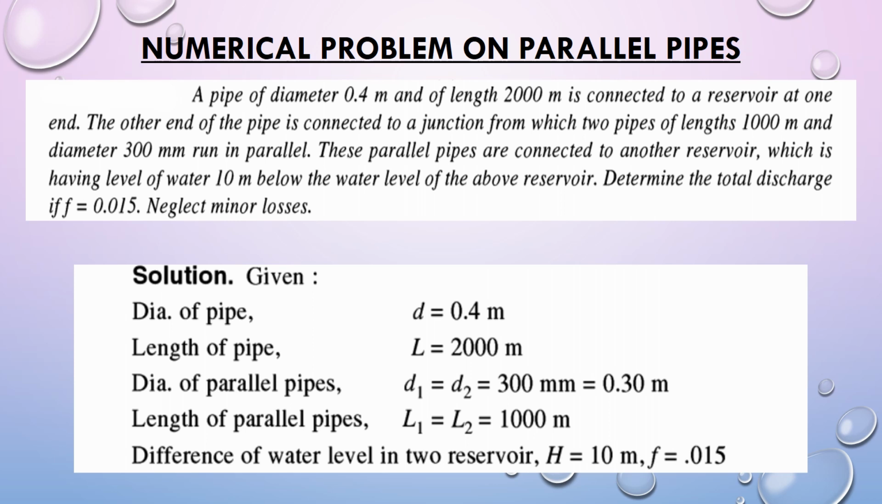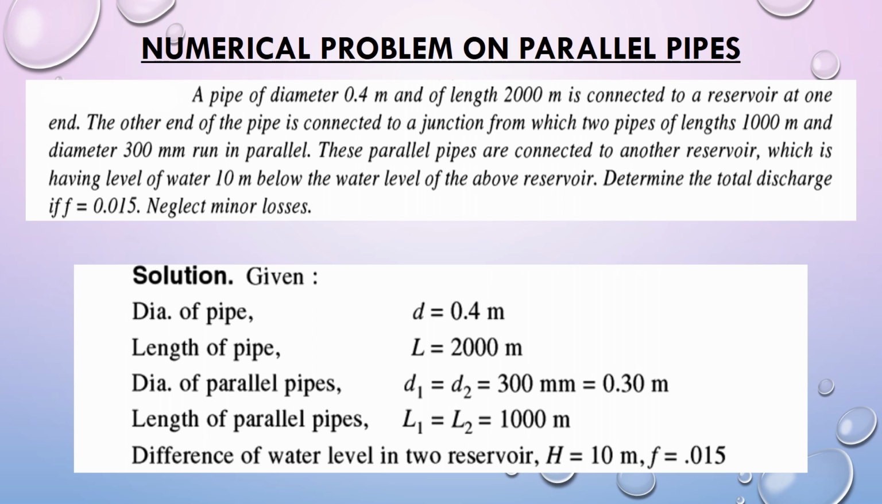So the diameter and length of the parallel pipes, that is L1 which is equal to L2 which is equal to 1000 meter, and D1 is equal to D2 is equal to 0.3 meter. And both pipes are also having the same coefficient of friction. So F is 0.015 for all the pipes, and the difference of water level in the two reservoirs is 10 meter.